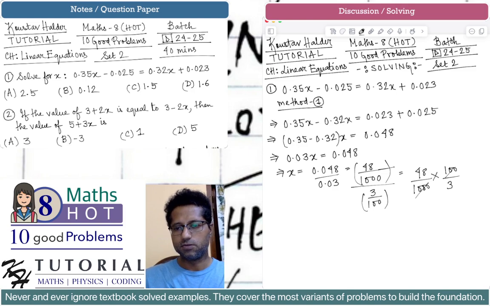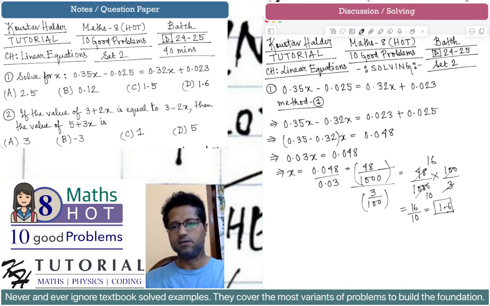100 cancels 1000 with 10, 3 cancels 48 with 16. So we have 16 by 10, which in the decimal form is 1.6. So 1.6 is the value of x that satisfies this equation, or you can say the solution or root of this equation is 1.6. Let me quickly check if everything is visible or not. Okay.